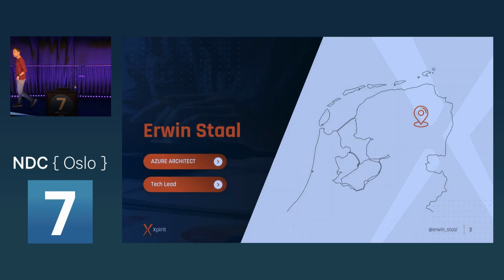So my name is Erwin Staal, and I'm an Azure architect from the Netherlands. I work for a company called Xspirit, and I live in a beautiful town called Assen, which isn't really famous for anything but the Motor Grand Prix. So if there are any Motor Grand Prix fans, like in a month, there's the TT of Assen, the tourist trophy, and that's probably the only thing that we are sort of famous for.